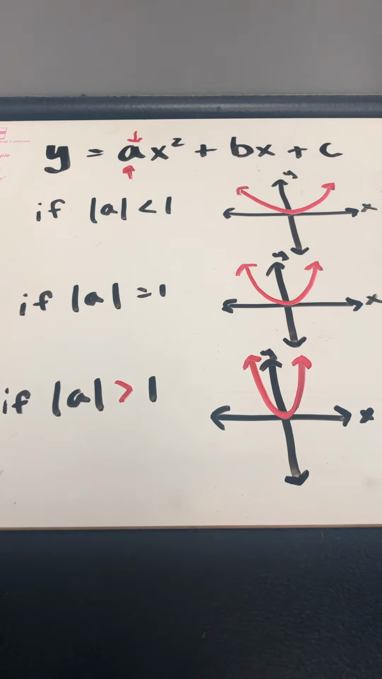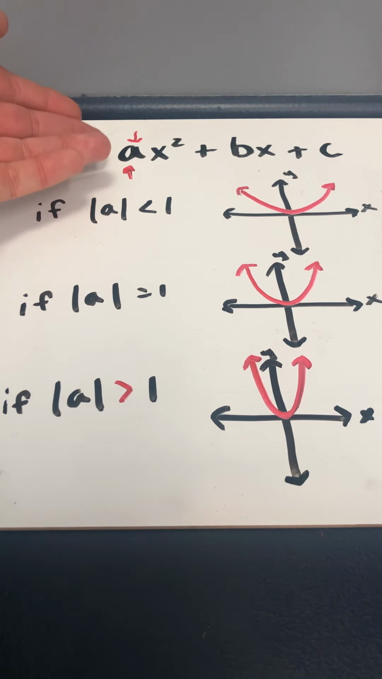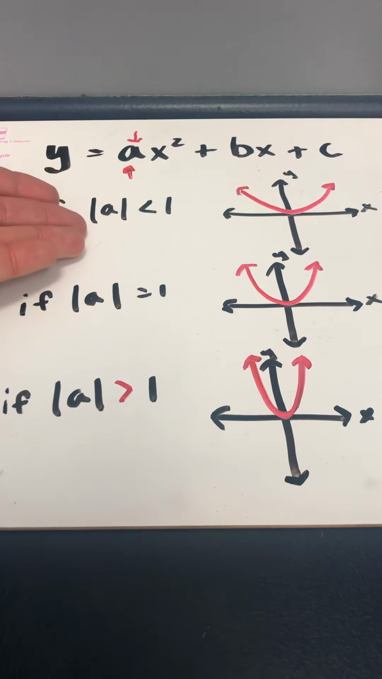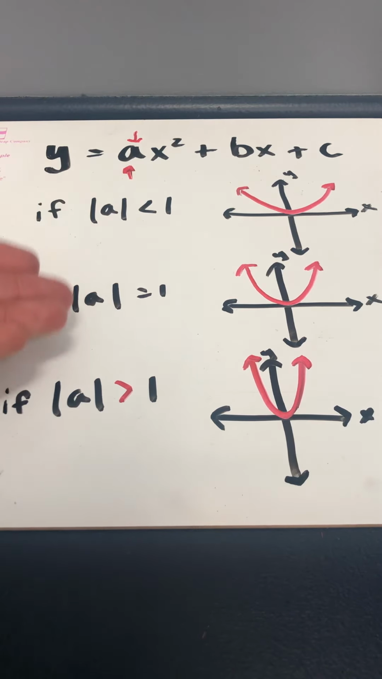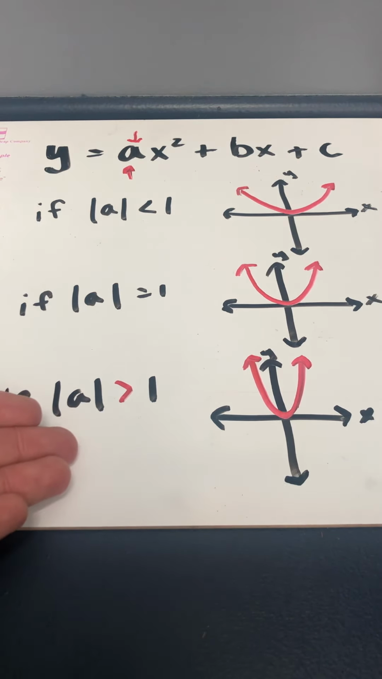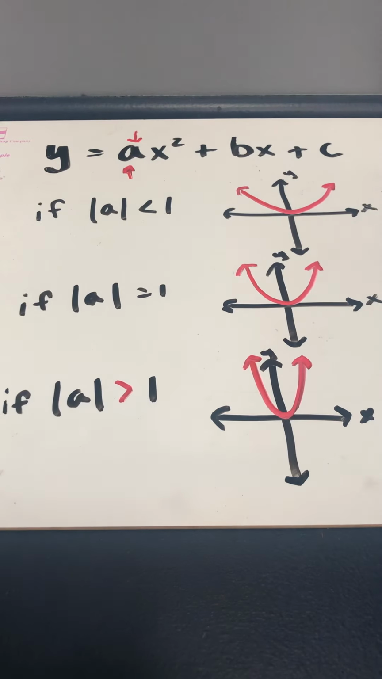So again, put your function in standard form and look at that a value. Then take the absolute value of a and ask yourself, is the absolute value less than 1, equal to 1, or greater than 1? Because each of those three cases has a different scenario.